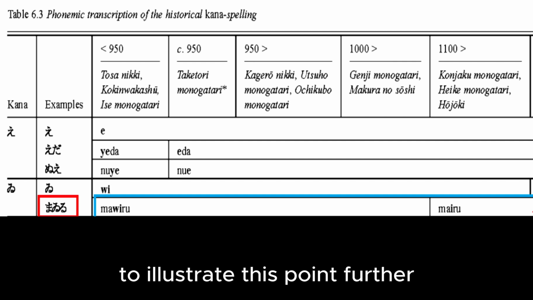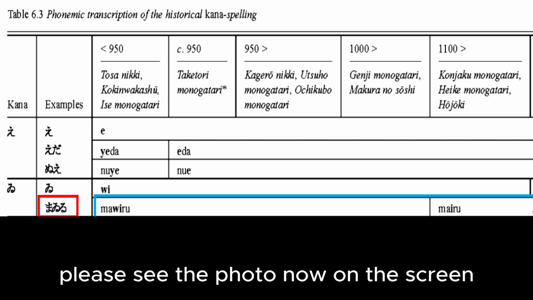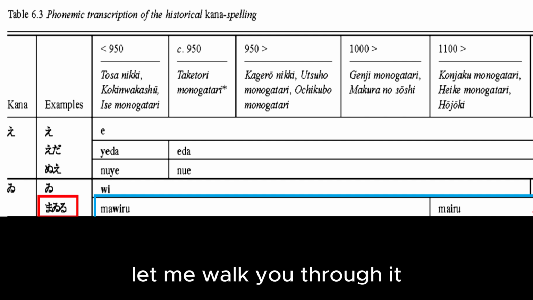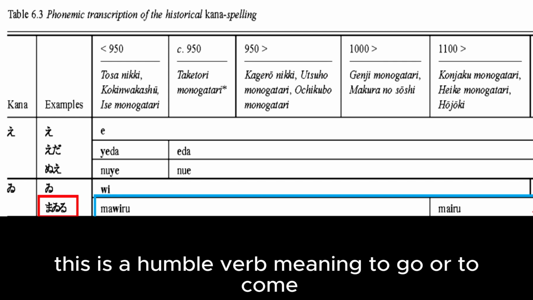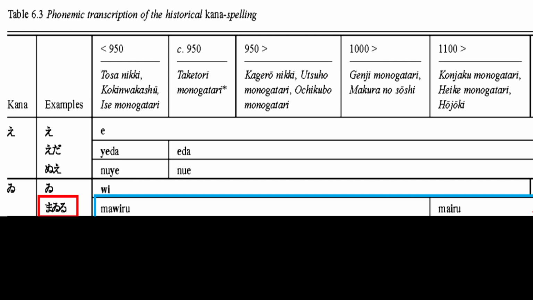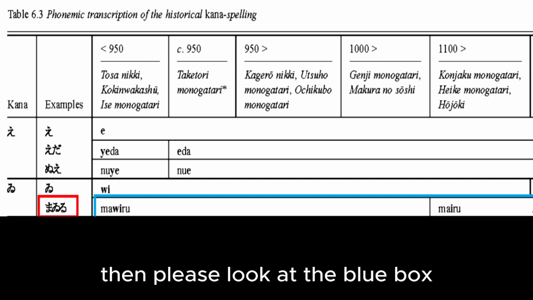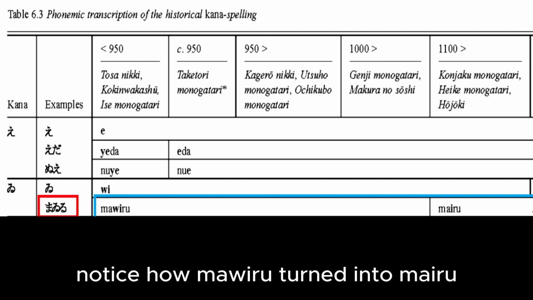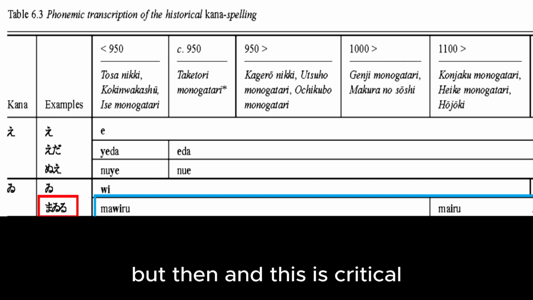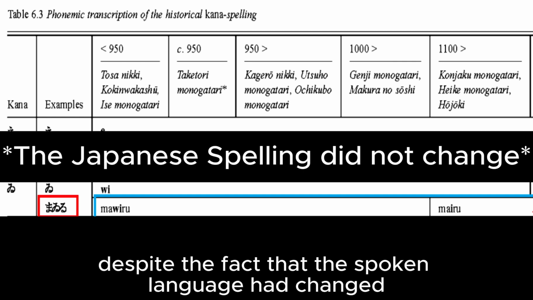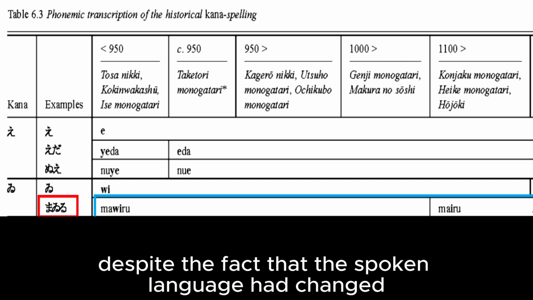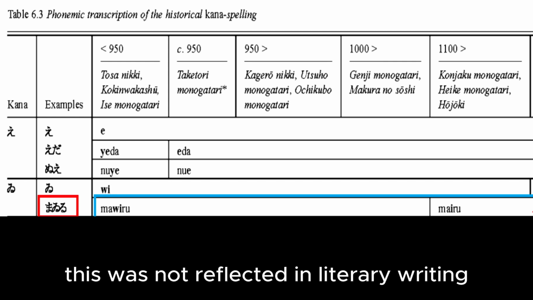To illustrate this point further, please see the photo now on the screen. Let me walk you through it. In the red box, you see mauiru. This is a humble verb meaning to go or to come. Then, please look at the blue box. Notice how mauiru turned into mairu, but then, and this is critical, the spelling did not change. Despite the fact that the spoken language had changed, this was not reflected in literary writing.